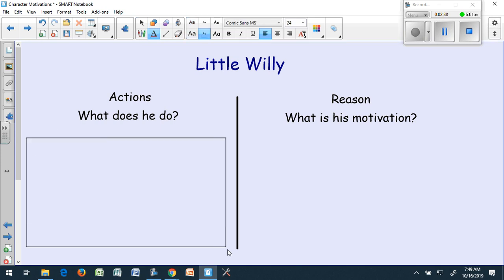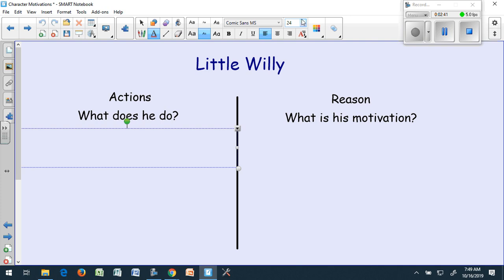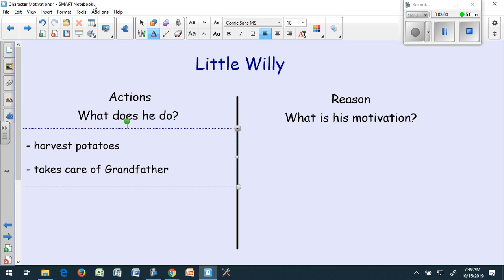So let's think about Stone Fox and Little Willie. What are some of the important things he does? Well, one of the most important things, I think, is he harvests those potatoes. And he does it all by himself with just Searchlight. It's a major thing. We've talked about that for a 10-year-old boy to do. Another thing is he's always taking care of Grandfather. We read about how he wakes up in the morning, he makes breakfast, he combs his hair. He's doing everything possible to make sure Grandfather is okay.